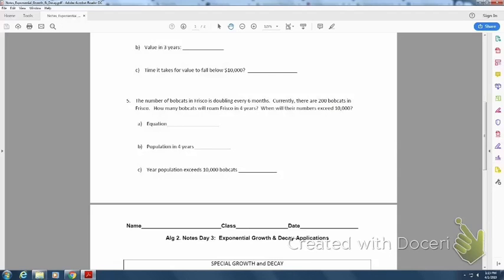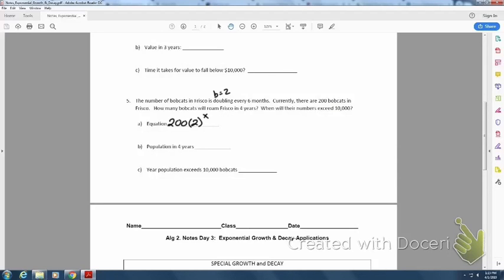200. What is my b value going to be? 2. Why is it going to be 2? Because it's doubling. Whenever you see doubling, the b value is 2. And then I've got to the power of x. So whenever I come down here, it asks for the population in 4 years. So what am I going to put in for x?